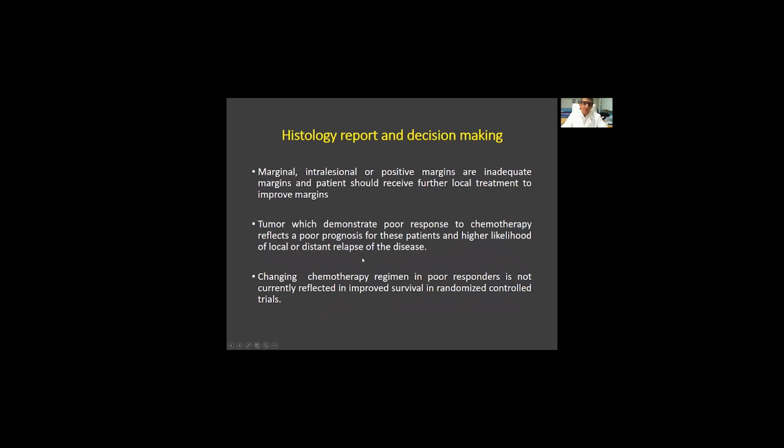What are the implications of these criteria mentioned in the histology report? First of all, marginal, intralesional, or positive margins are inadequate margins, and the patient should receive further local treatment to improve his margin, whether by additional resection or amputation. Tumors which demonstrate poor response to chemotherapy have poor prognosis, and the surgeon and oncologist should know that these patients are at higher risk of local and systemic relapse and should follow them up closely. Unfortunately, changing the type of chemotherapy after surgery to avoid a poor response to drugs is not currently reflected in most of the randomized clinical trials.